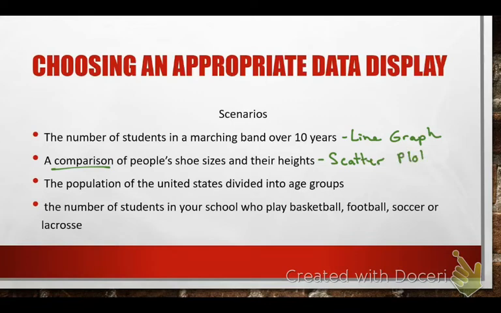All right, scatter plot. Okay, now, what about the population of the United States? That should be capitalized. Okay, divided into age groups. What about the population of the United States divided into age groups? What do you guys think?